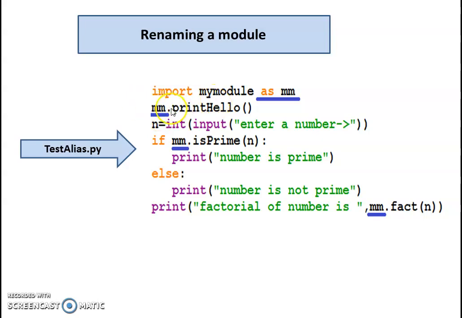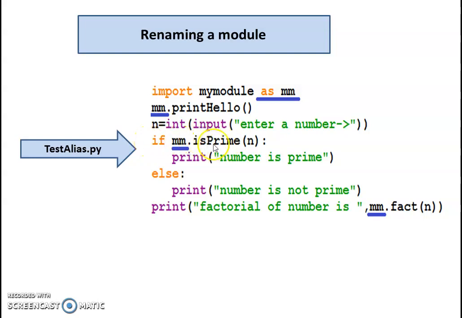So here first we are invoking print hello function of my module. So we are writing dot notation with then we are taking input from user, as we already discussed this code, but now in this code we are specifying not my module, right? Next we have put conditional statement.